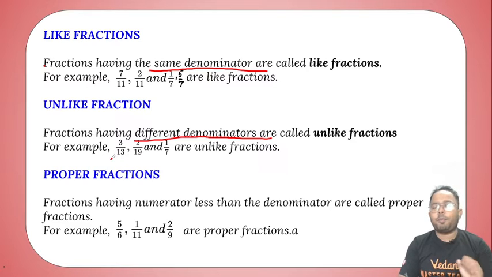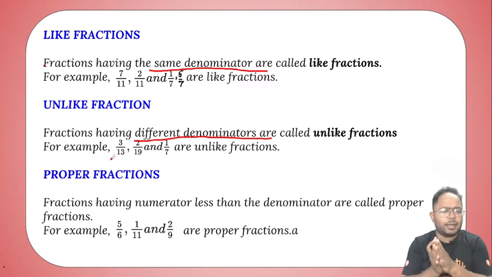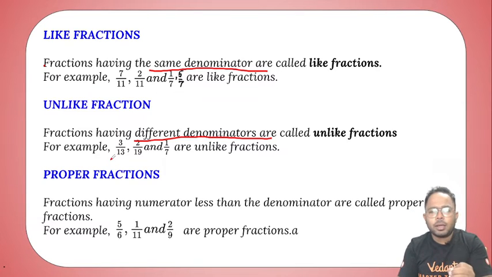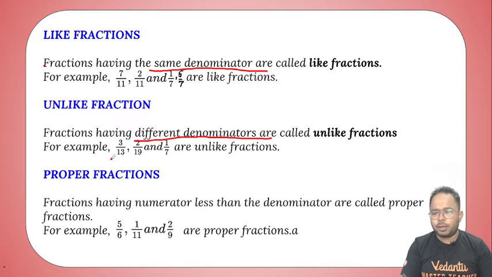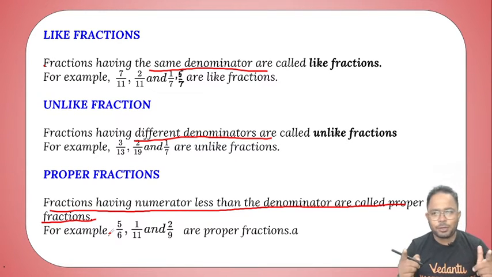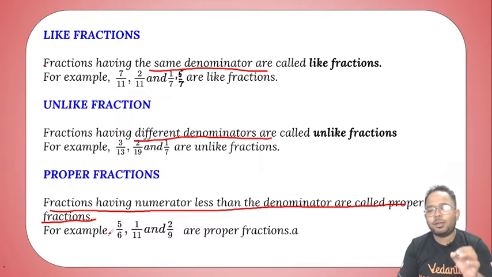Next come proper fractions. Just a little before, we were discussing that fractions are represented in a by b form, a numerator with a denominator, and we were talking about the numerator being less than the denominator. So if a fraction has the numerator less than the denominator, then these fractions are said to be proper fractions. Getting my point, students? So these fractions are said to be proper fractions.